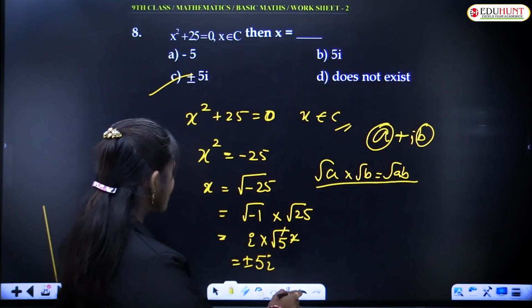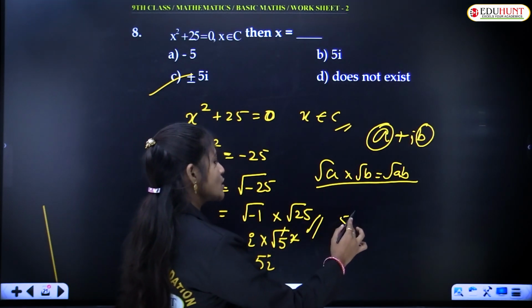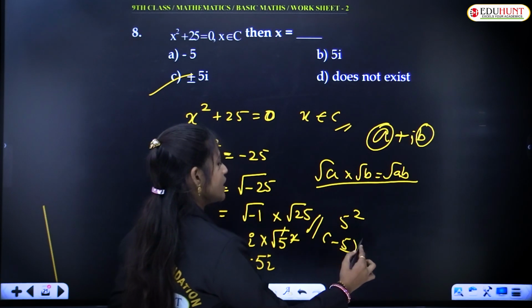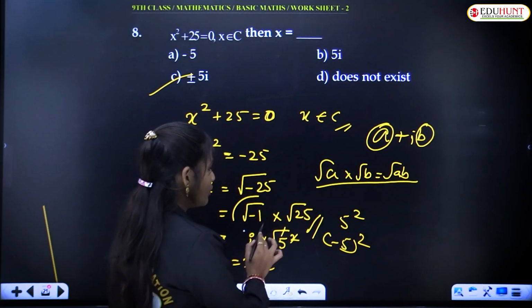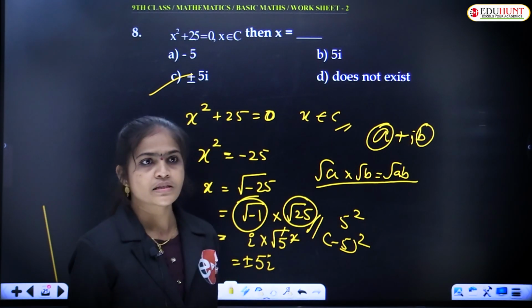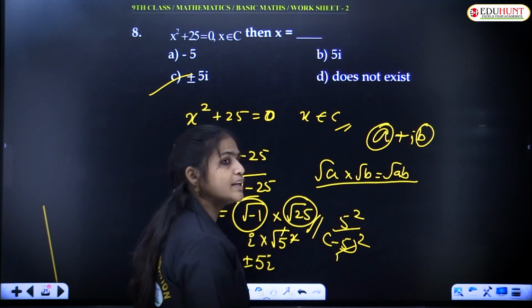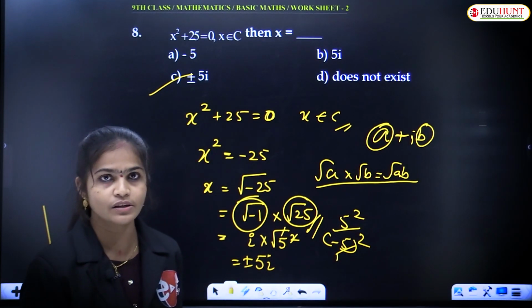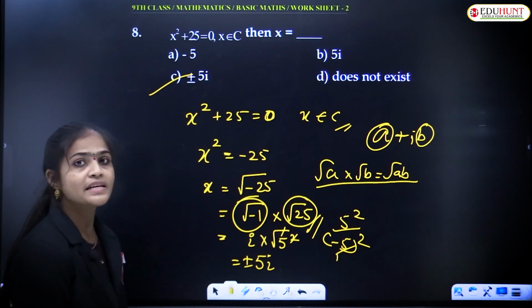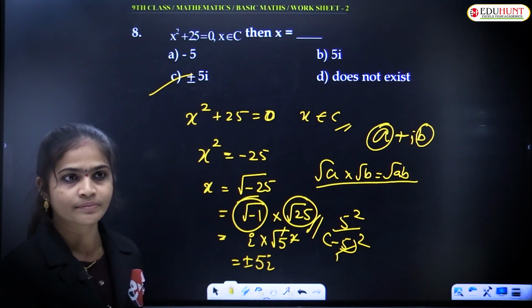Why? Because square root of 25, 5 square is possible, minus 5 square is also possible. I am not talking about this one, I am just telling you about this. Square root of 25 means either positive 5 square or negative 5 square, we can take that. So that's why the answer is plus or minus 5i. Next.